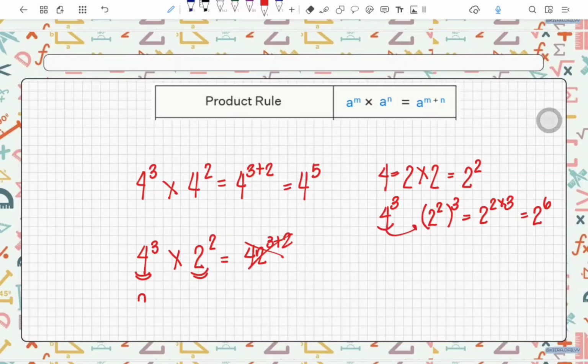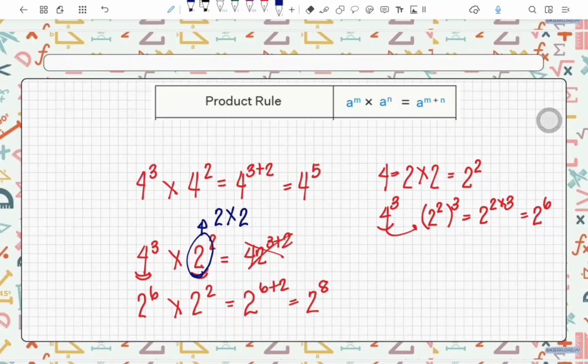Now, if 4 power 3 is changed into 2 power 6, multiplied by 2 power 2, therefore we will have 2 to the power of 6 plus 2, which is equal to 2 to the power of 8. But as I said, we can also make changes to the number 2 here. What is 2 to the power of 2? It means 2 times 2, correct? And this is equal to 4.